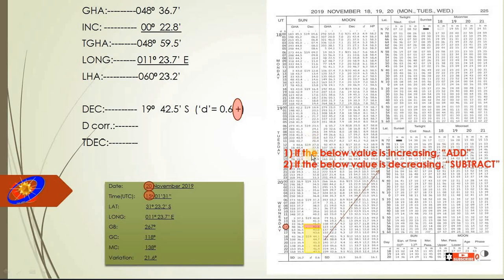Number one rule, if the value below is increasing, then put an add or plus sign. If the value below is decreasing, let's say from 42.5 to 41, then it's decreasing, so it means you're going to subtract. Of course, the sign of the subtraction is negative. For now, we're going to use positive because we're going to add.